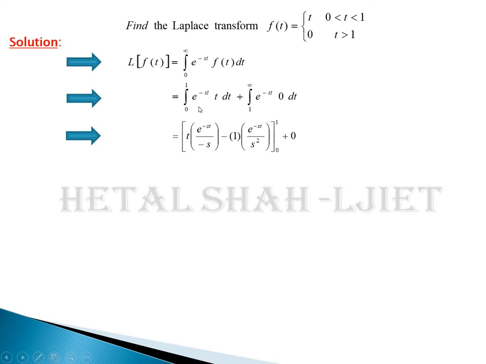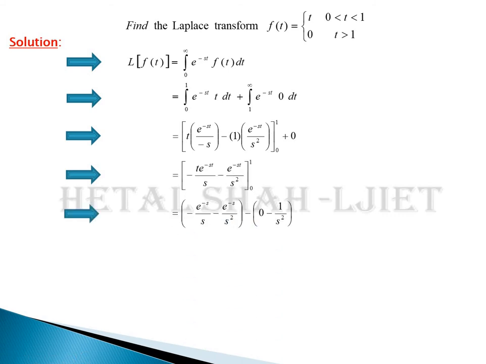t keep it the same, integration of e raised to minus st is e raised to minus st upon minus s. The derivative of t is 1, and the integration of e raised to minus st upon minus s is e raised to minus st by s square. Now put the limit, upper limit is 1 and lower limit is 0. By applying the limit, you get this answer, and by simplifying, this is your final answer.